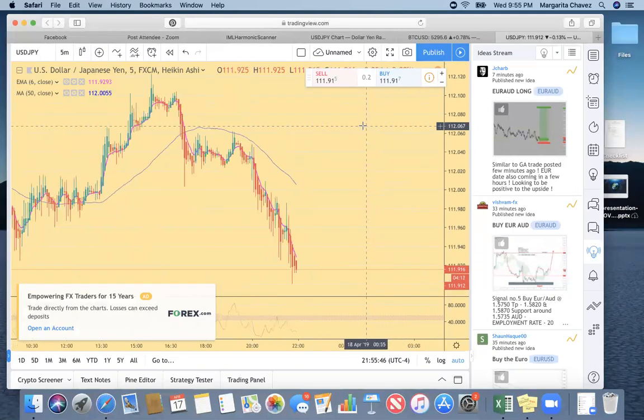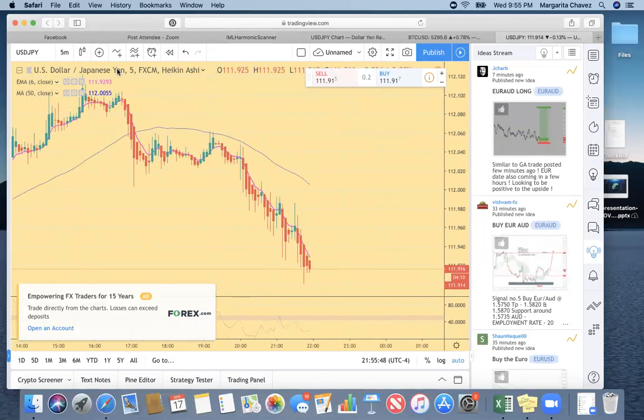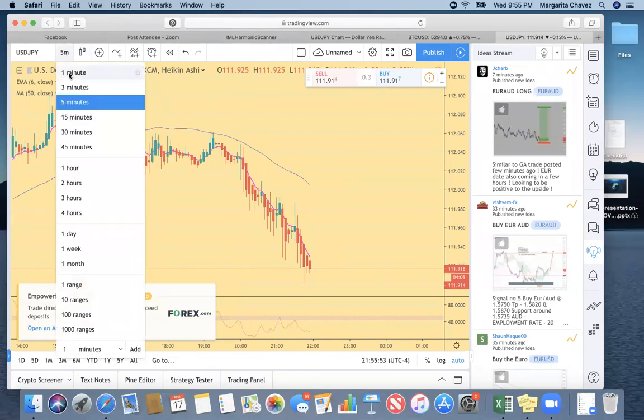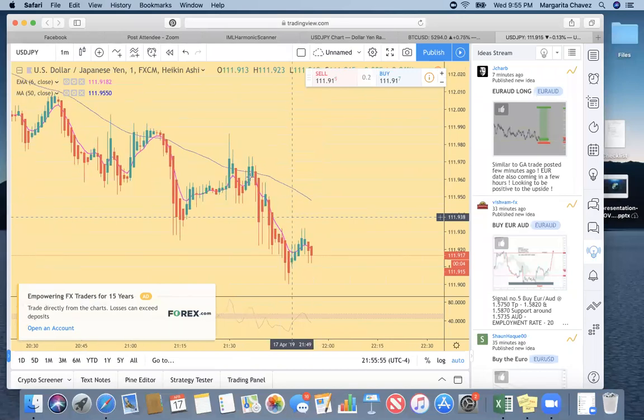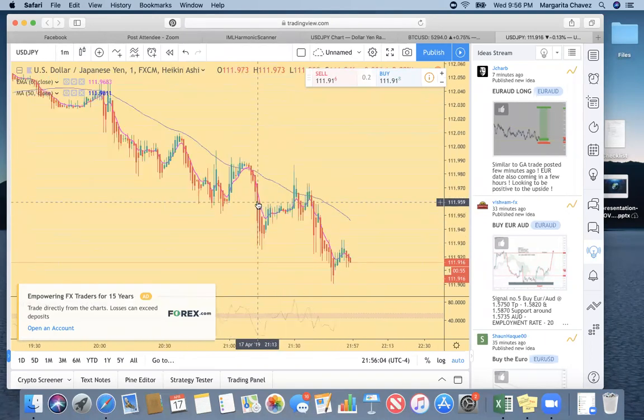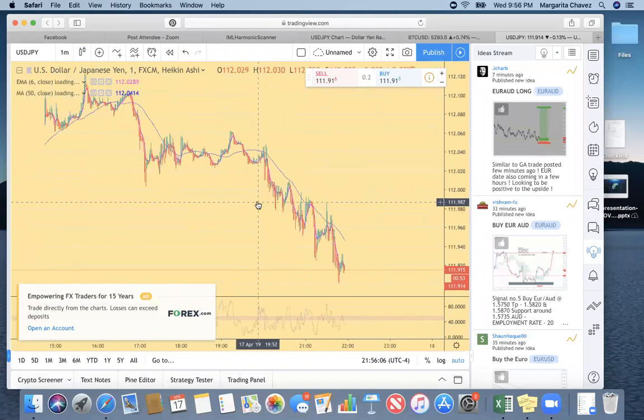And if I zoom in, these are Heikin-Ashi. These candles have a bunch of wicks. So no, there's some nice stairs right here, but yeah, it looks like it's going down.